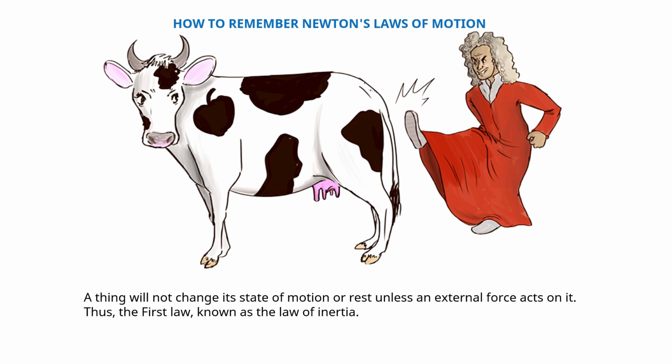Here's an easy way to remember Newton's three laws of motion. The first law. One day Newton was walking by a field when he saw a cow grazing. He kicked the cow, and because it hurt her, because of inertia, she walked a few meters. With this, he concluded, a thing will not change its state of motion or rest unless an external force acts on it. Thus, the first law, known as the law of inertia.